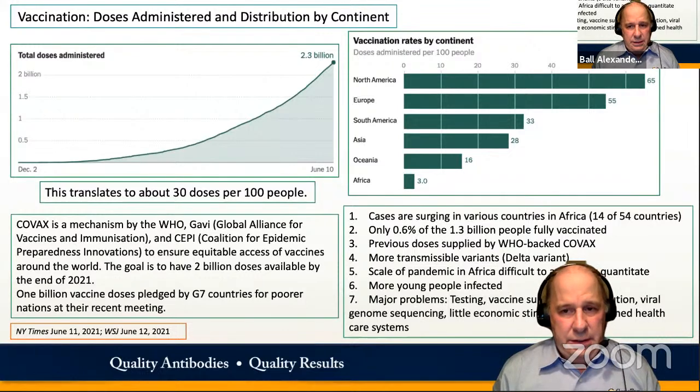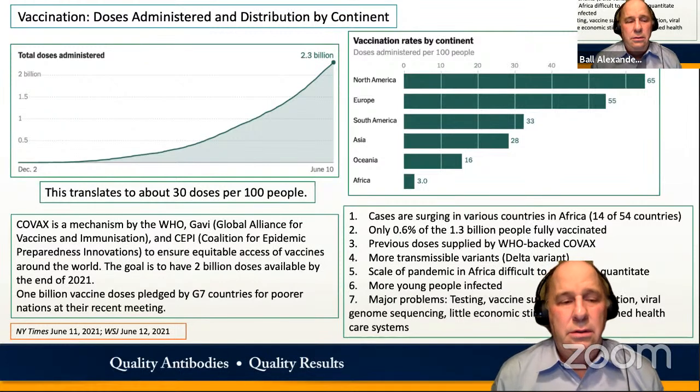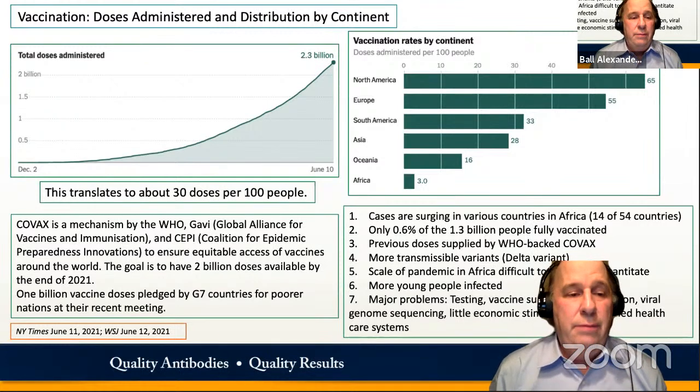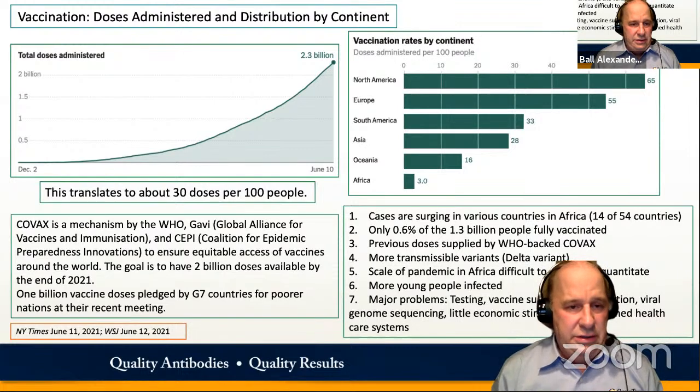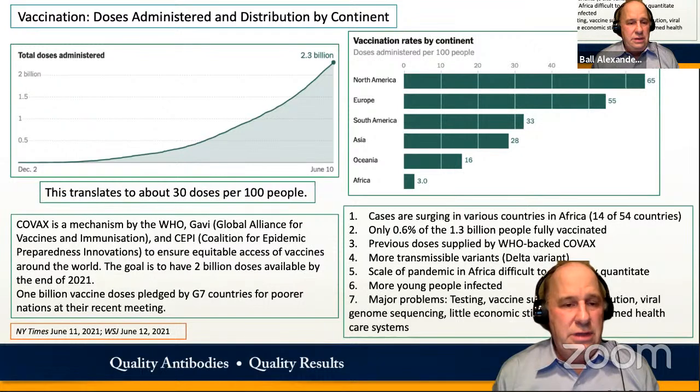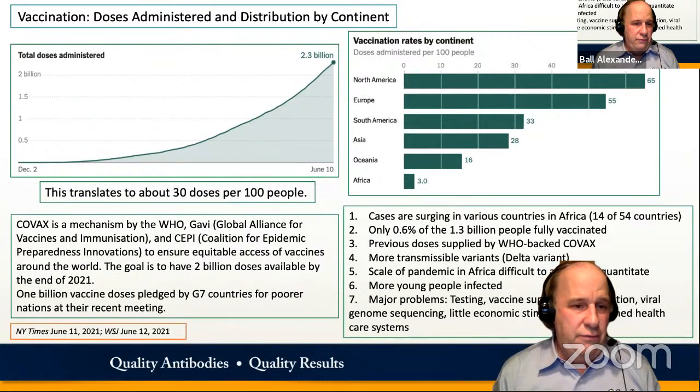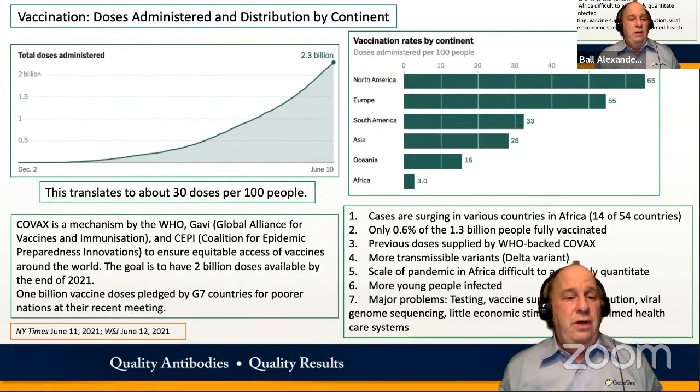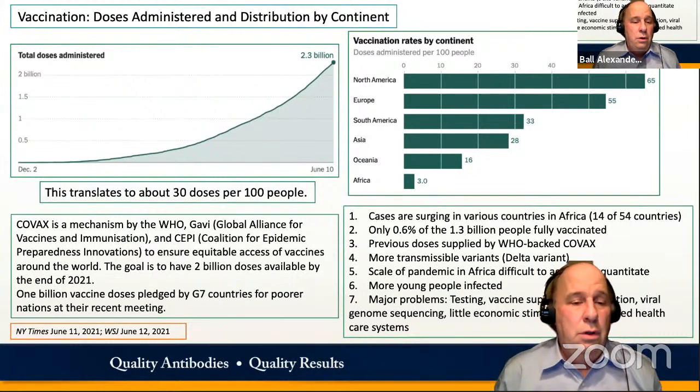Now, COVAX and doses supplied to Africa and other areas are in some ways directed by or handled by COVAX. So COVAX is a mechanism by the World Health Organization, Gavi, the Global Alliance for Vaccines and Immunization, and CEPI, the Coalition for Epidemic Preparedness Innovations, to ensure equitable access of vaccines around the world. And their goal is to have 2 billion doses available by the end of 2021.